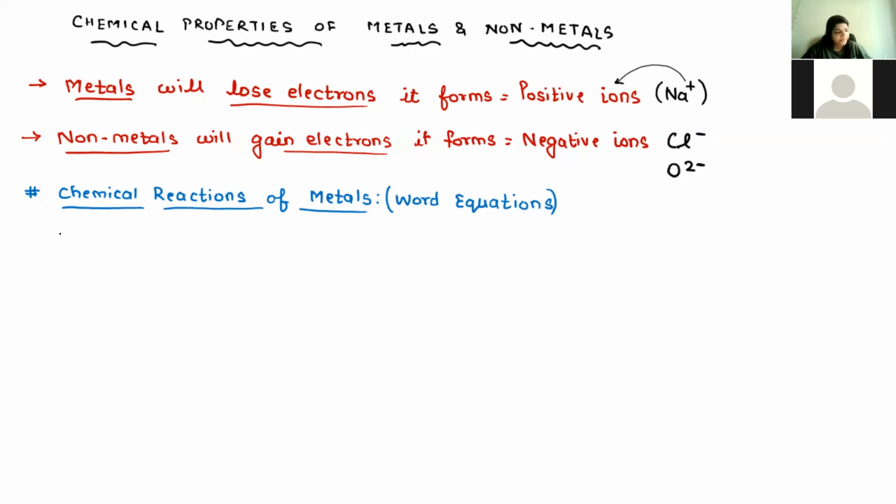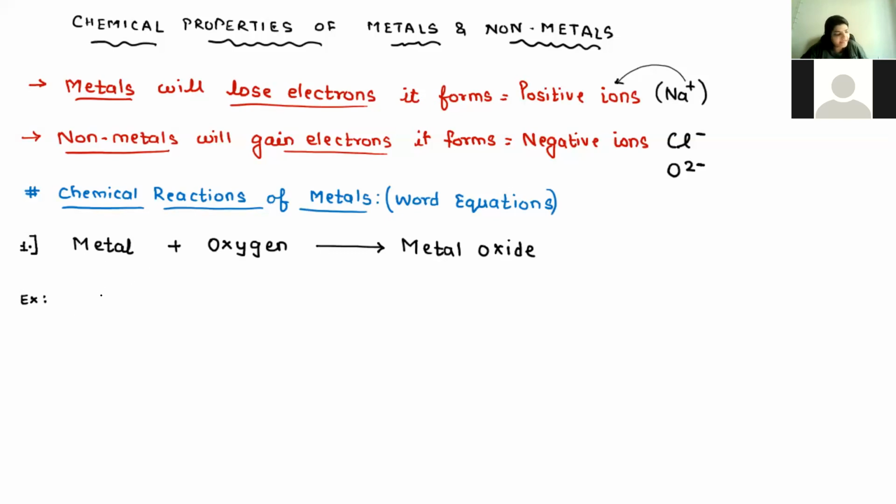Okay. Talking about chemical reactions of metals, the first reaction: if I have any metal reacting with oxygen, the product I am going to get is metal oxide. If I react a metal with oxygen, what product am I going to get? Metal oxide. Let us write some examples.